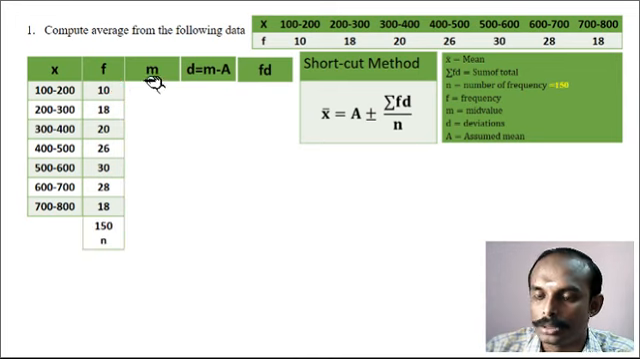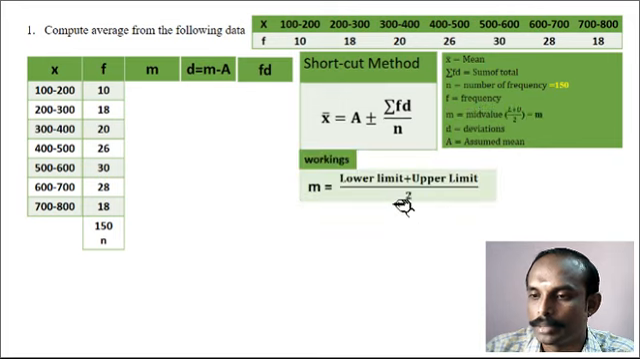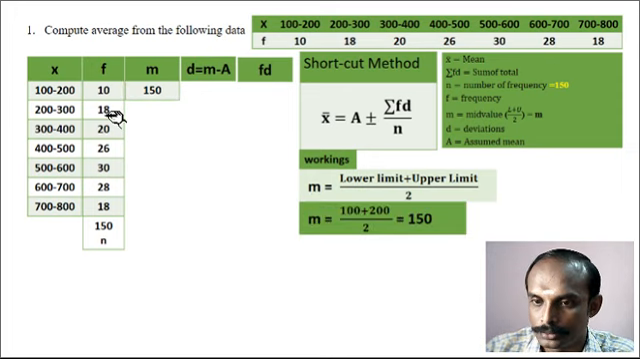And to find the midpoint or mid value, lower limit plus upper limit divided by 2. So, class interval 100 to 200. Therefore, 100 is the lower limit, 200 is the upper limit. Therefore, 100 plus 200 divided by 2 is equal to m, 150. 200 to 300: 200 is the lower limit, 300 is the upper limit, divided by 2 is equal to 250.